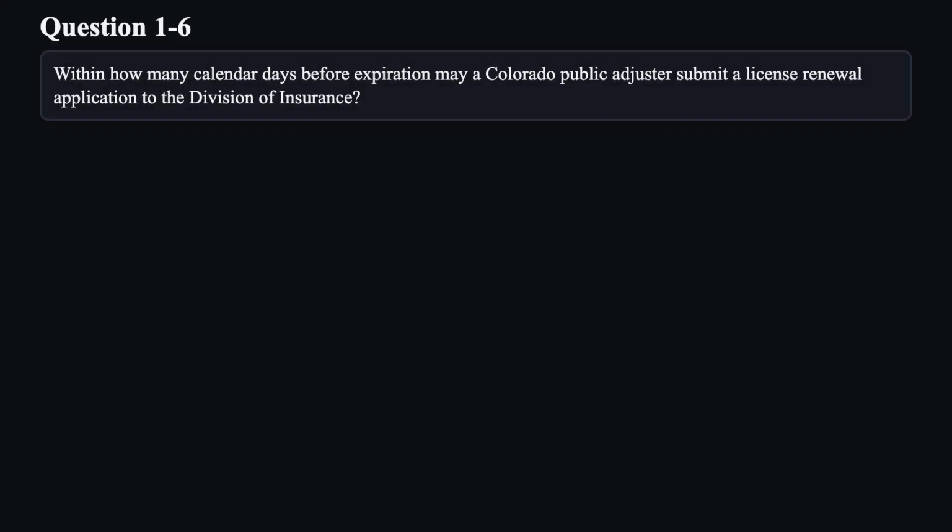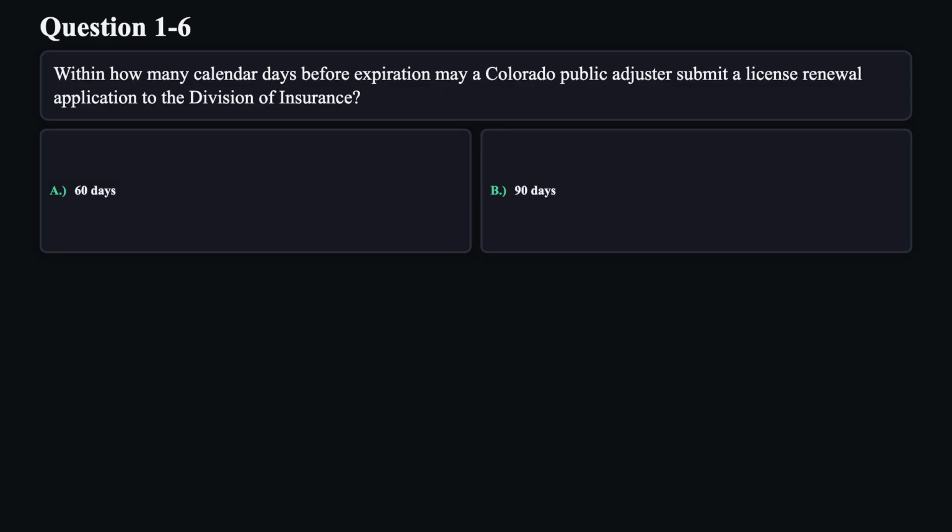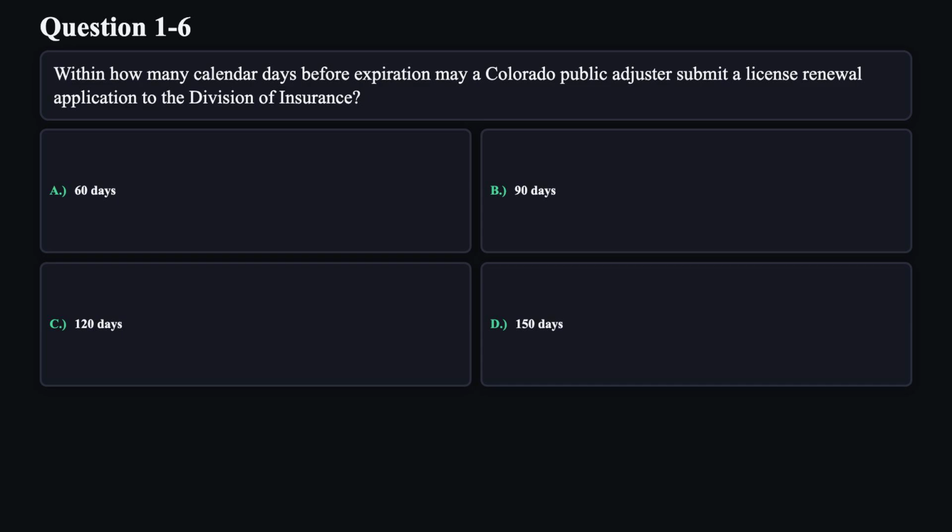Question 6. Within how many calendar days before expiration may a Colorado Public Adjuster submit a license renewal application to the Division of Insurance? A. 60 days. B. 90 days. C. 120 days. D. 150 days.